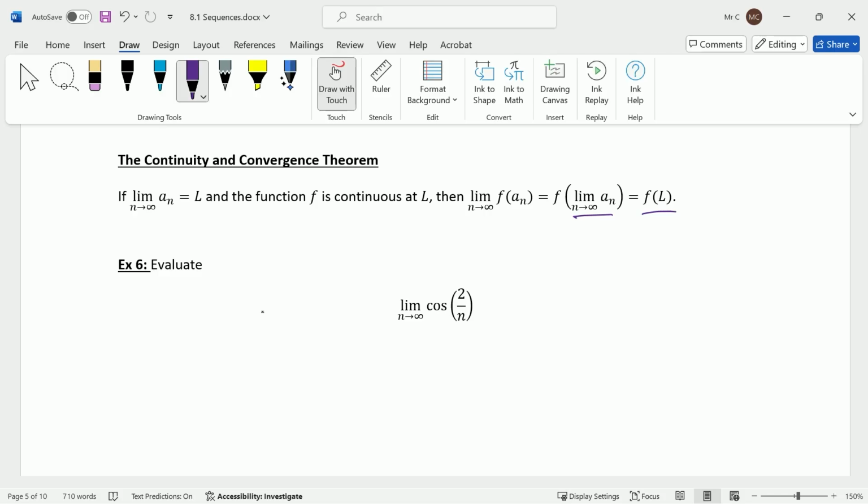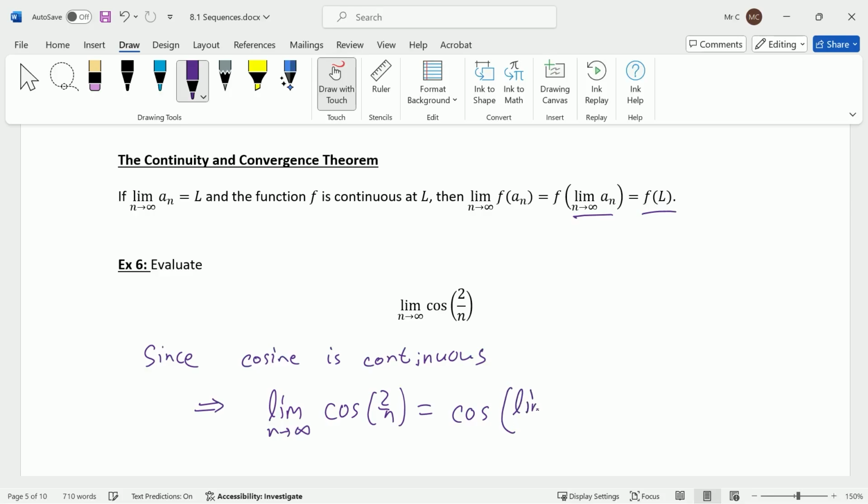So if we take a look at example 6, we have the limit as n goes to infinity of cosine of 2 over n. So since cosine is continuous, that implies that the limit as n goes to infinity of cosine of 2 over n is the same thing as cosine of the limit as n goes to infinity of 2 over n. And since this limit goes to 0, this whole thing is cosine of 0, which is 1.